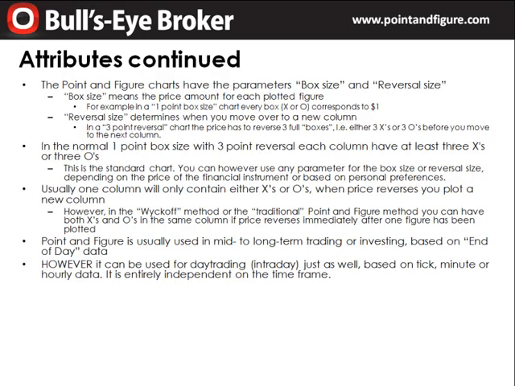A reversal size determines when you move over to a new column. In the 3-point reversal method, the price has to reverse 3 full boxes, for example, either 3 X's or 3 O's before you can move into the next column. In the normal 1-point box size with a 3-point reversal column, they must have at least 3 X's or 3 O's. This is the standard chart. You can use any other type of parameter or reversal size that you're comfortable with, and that's all based on your personal preference and the type of financial instrument that you're trading. Usually one column will only contain either an X or an O, and when the prices reverse, you'll plot a new column.